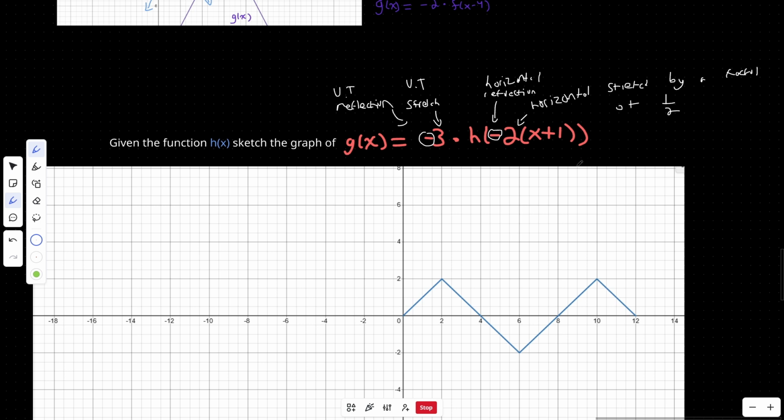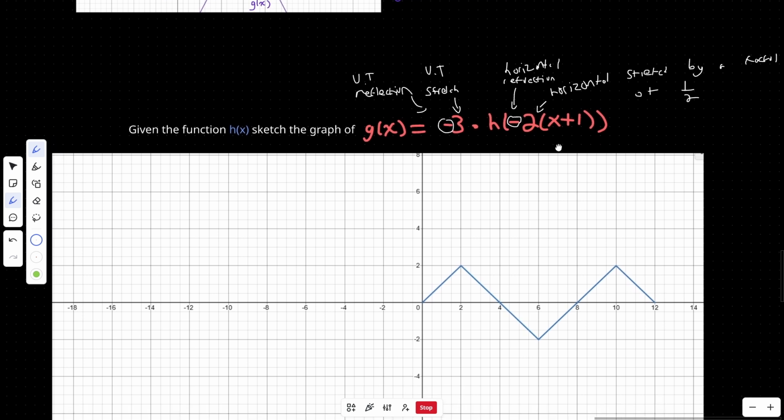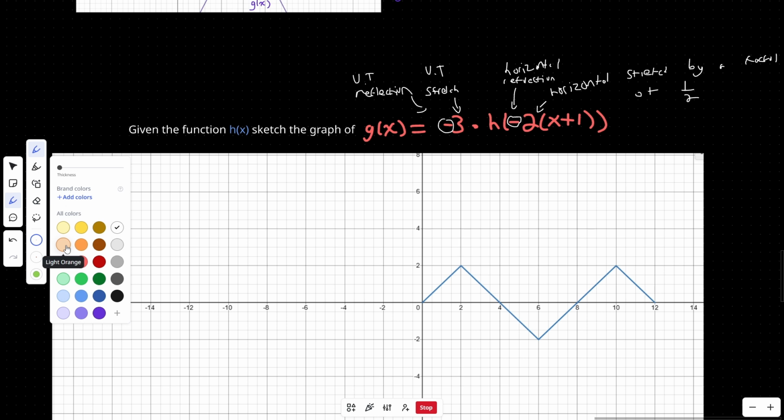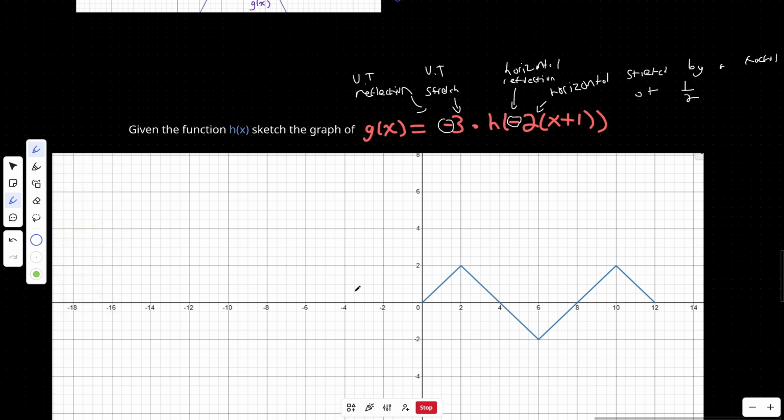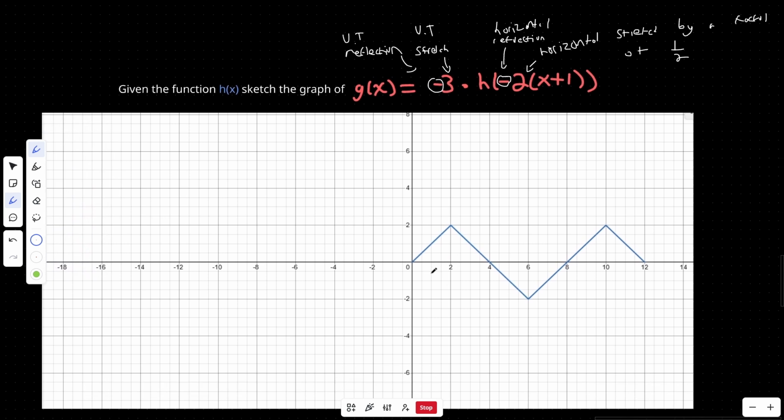Okay, perfect. So if you remember from the order of transformations, we always deal with our vertical reflection and stretches first. So let's take this problem step by step, and let's start with the vertical reflection and translation. All we're going to do is reflect all our values, so the point 0, 0 stays the same, but the point 2, 2 now gets reflected down to 2, negative 2.